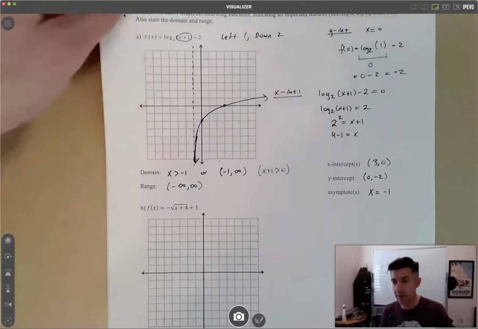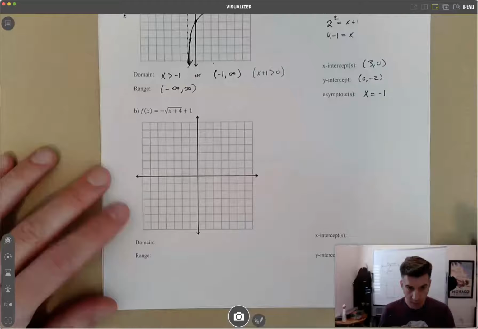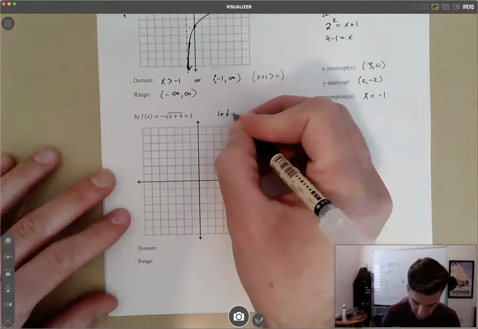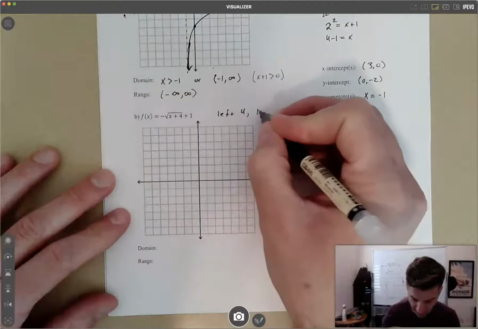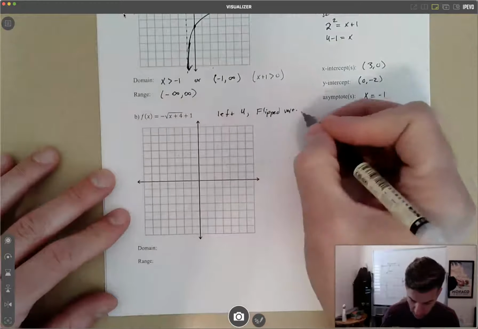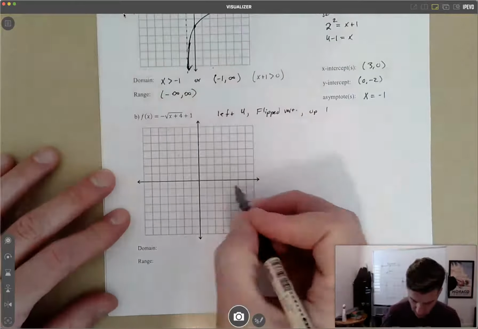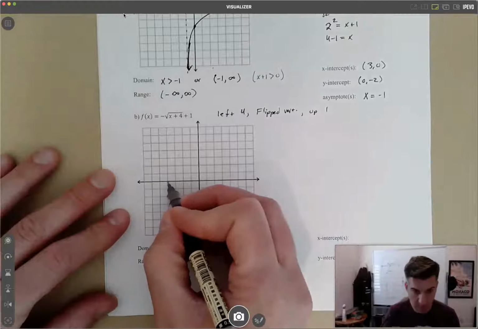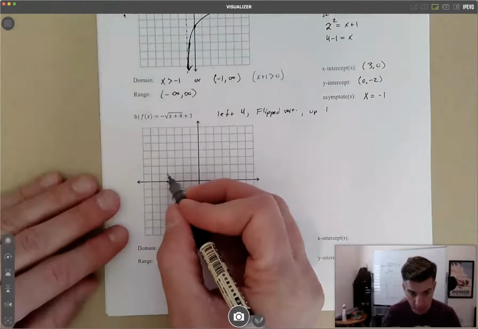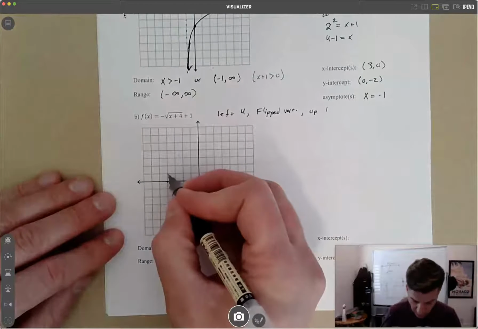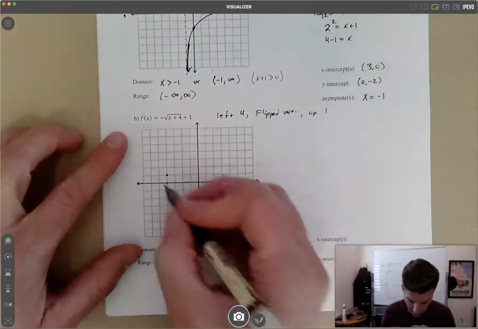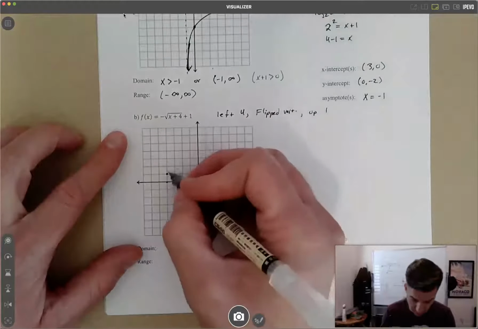Let's look at the next one. Now we've got a square root function. It's going to be shifted left by 4, flipped vertically, and it's going to go up 1. So what would have been at the origin is now moved over 4 and up 1, and it's going to go downward instead of upward.